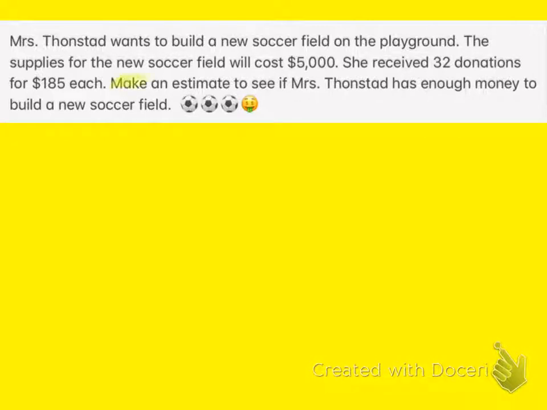So right now our question, it's telling us to make a new estimate to see if Mrs. Lundstad has enough money to build a new soccer field. That's what we're trying to find out. Alright, we know that so far Mrs. Lundstad has received 32 donations, and each donation is $185.